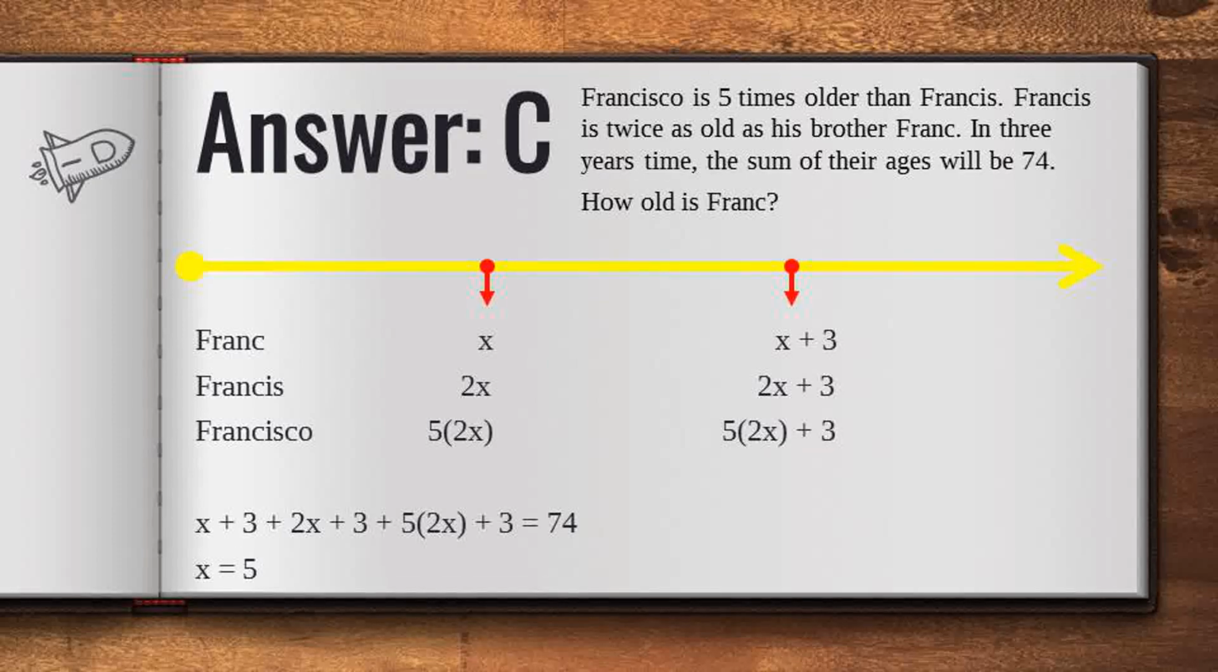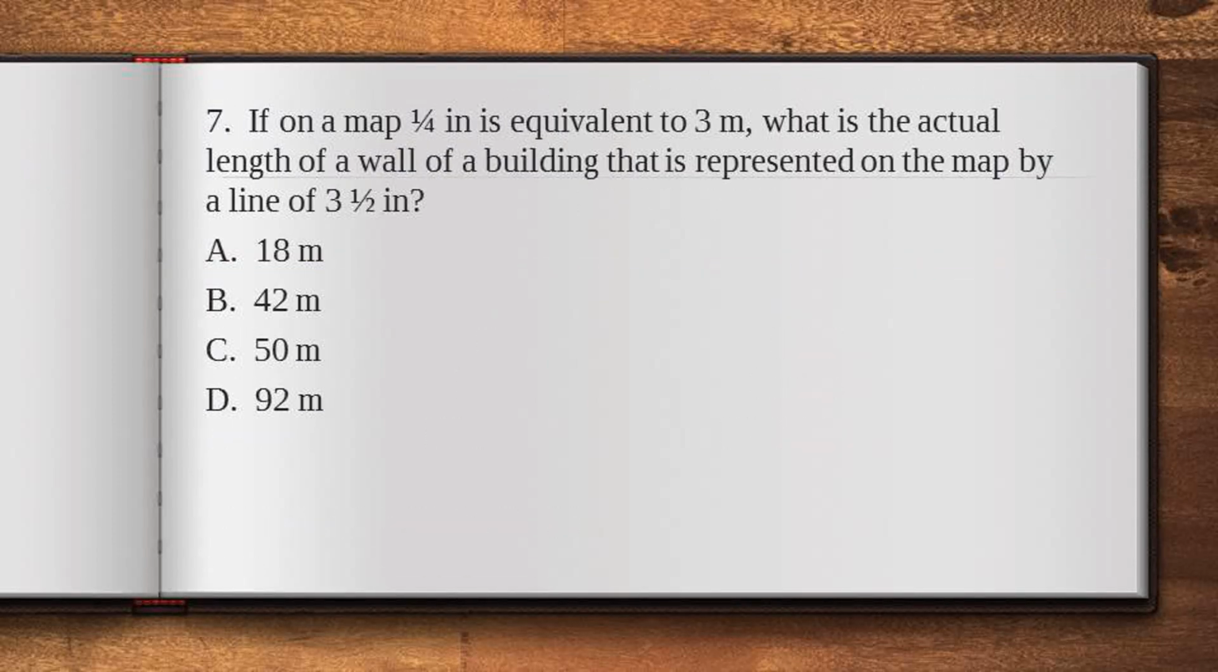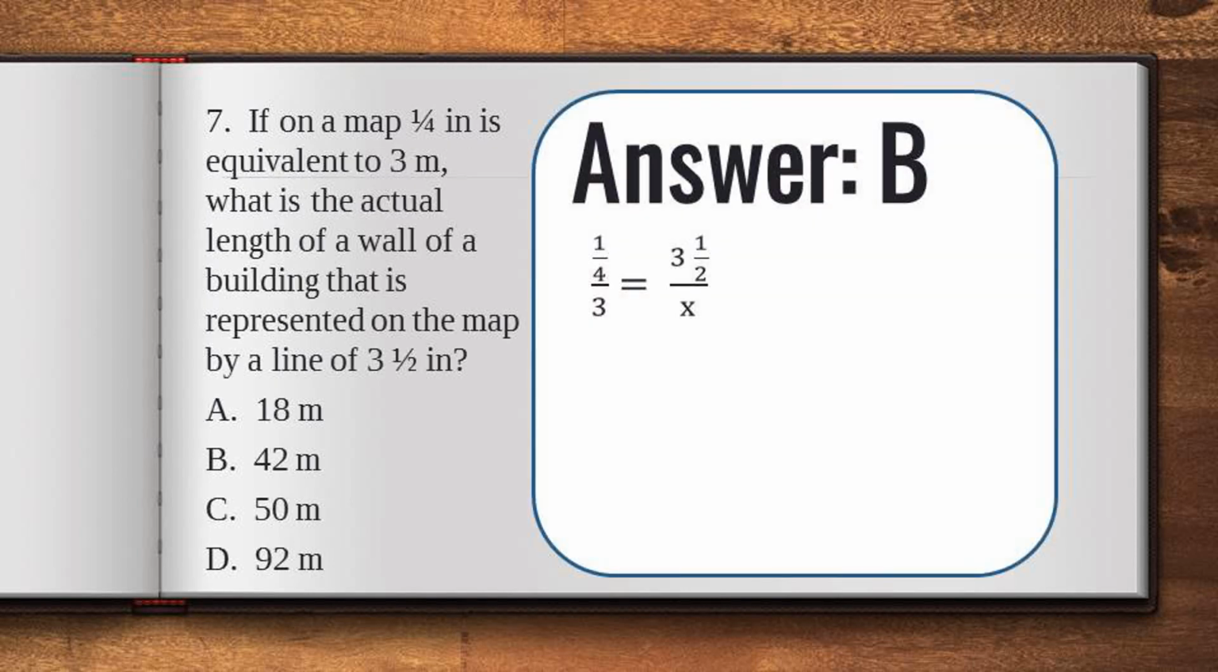Item number 7. If on a map 1/4 inch is equivalent to 3 meters, what is the actual length of a wall of a building that is represented on the map by a line of 3.5 inches? Letter A, 18 meters. Letter B, 42 meters. Letter C, 50 meters. Letter D, 92 meters. The correct answer is letter B.